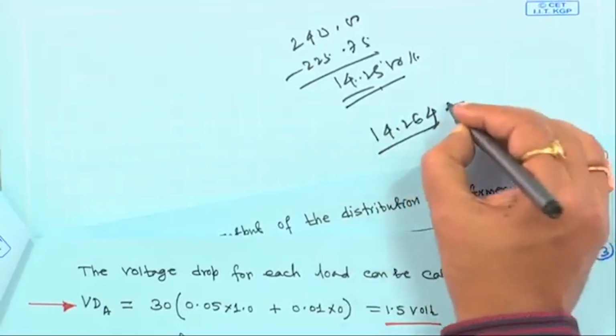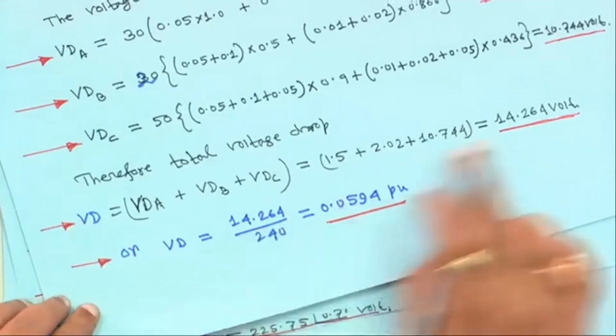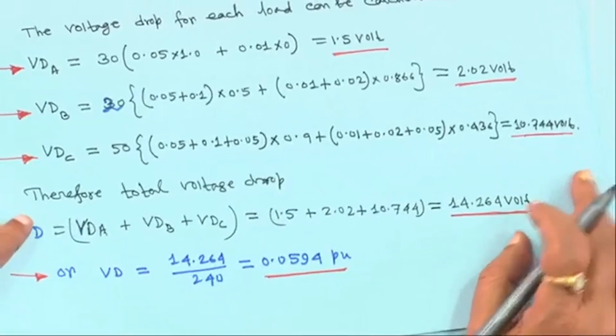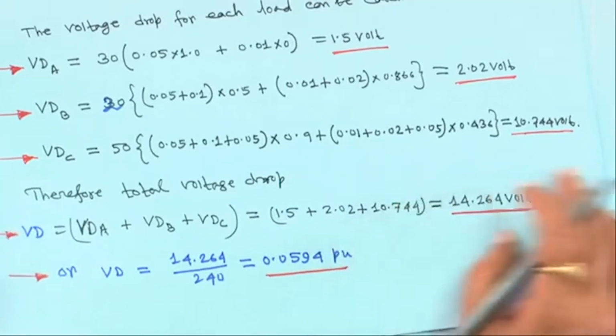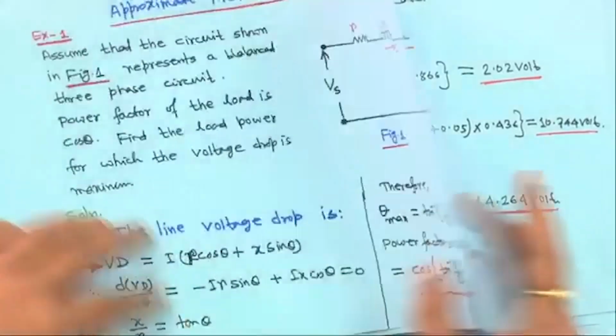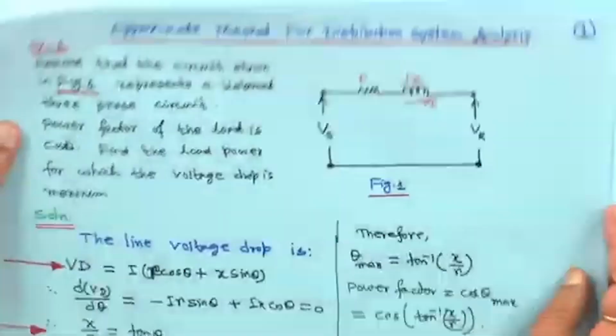This is the approximate method. With the approximate method we got 14.264 and here it is 14.25. So, it is as accurate as anything, right, for this small system. That is why that approximate formula is used for distribution systems. With this, I have given you some idea regarding the approximate method for distribution system analysis, right.